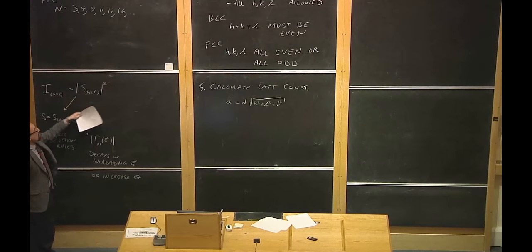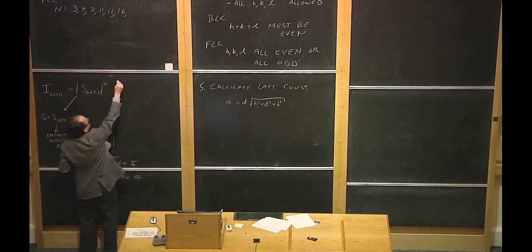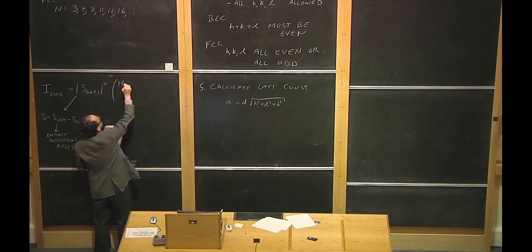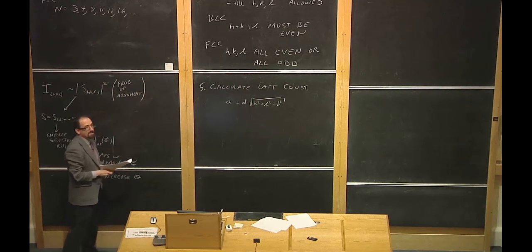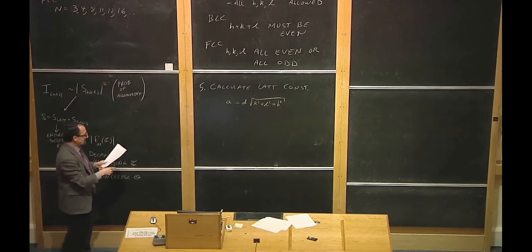But that's not all that contributes to the intensity. There's 2 other factors which contribute to the intensity. The first is the probability of alignment. So this is the probability that a crystallite will align in just the right way in order to get scattering. We'll come back to that in a moment.